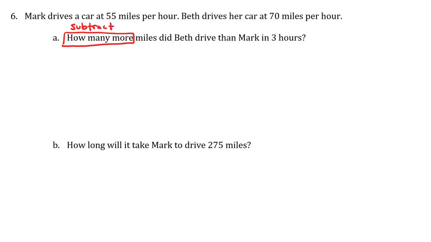So we're looking at the number of miles that Beth drove and the number of miles that Mark drove. So let's look at those separately, and then we could compare them. So for Mark, well, Mark is driving at 55 miles per hour. So 55 miles in the first hour, 55 miles in the second, 55 miles in the third, and so on. So that means we're going to multiply 55 times the number of hours.